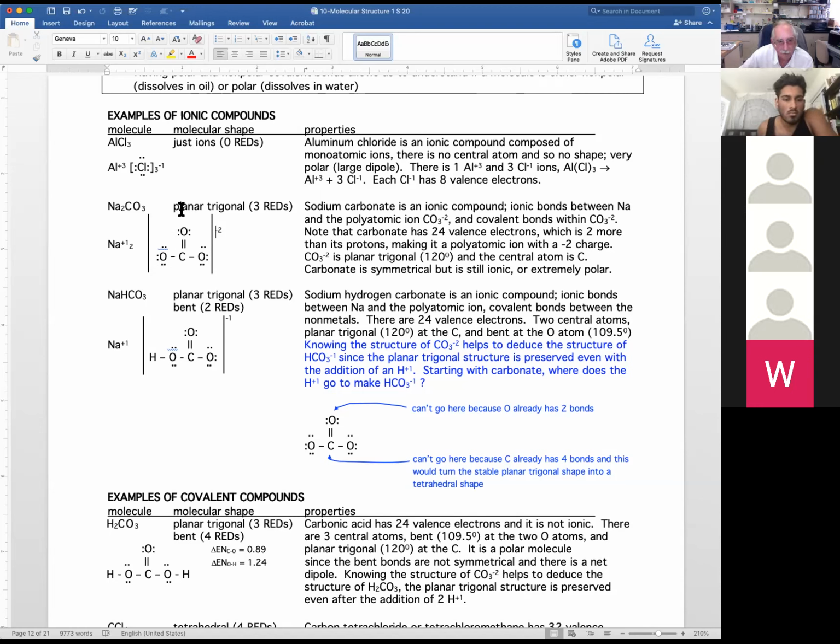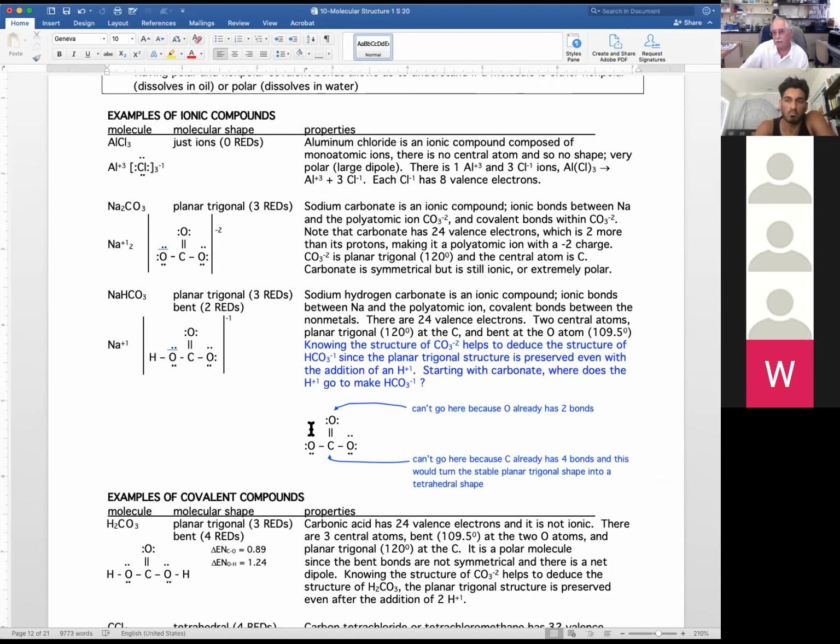So if I'm looking at this, I'm deciding where do I put that hydrogen? I can't put it here because the oxygen already has 2 bonds. And I can't put it here because the carbon already has 4 bonds. If I were to put the hydrogen here, I'd have to give up that double bond, and I would convert it from trigonal planar into tetrahedral. That's a totally different shape. That's not going to be stable.